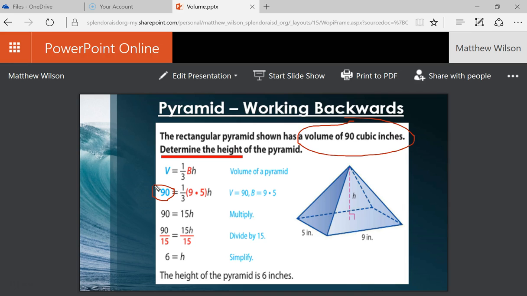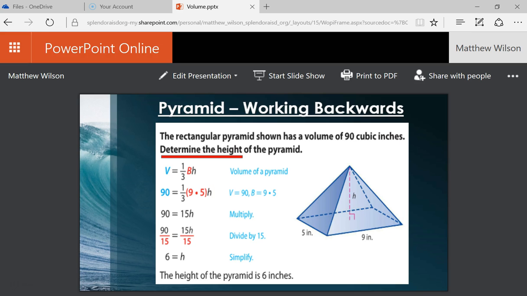And then they know that the shape of the base is a rectangle, so they know they're going to do 5 times 9 to find the area. That's where this 9 and 5 came from. So now they've replaced all the other letters with numbers. All that's left is H. That's just like the one-step and two-step equations we did a few weeks ago, where as long as you only have one variable in an equation, you can solve for it. So we need to isolate H.